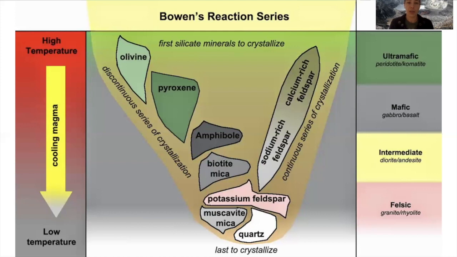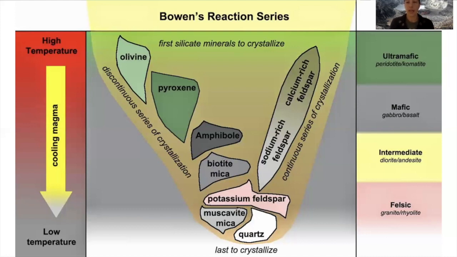From olivine to pyroxene to amphiboles to micas, these discontinuous minerals all have totally different crystal structures. Olivines are single tetrahedra. When we get to the pyroxenes and amphiboles, we've got single and double chains. And when we get to the micas, then we have these sheeted structures. So they have very different crystal forms.